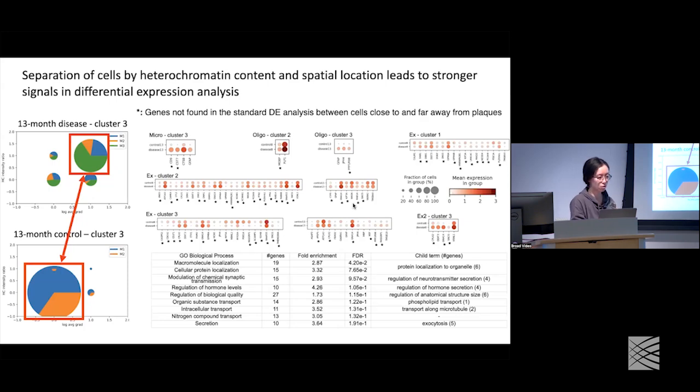And these genes are also annotated in biological processes that are known to be important for Alzheimer's disease, including secretion and transport.